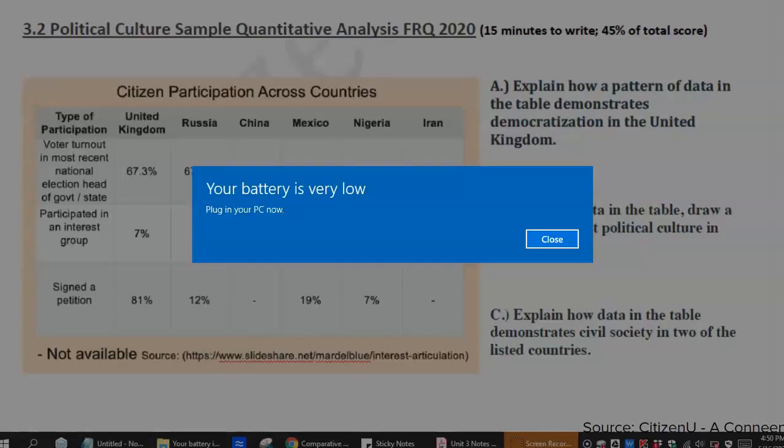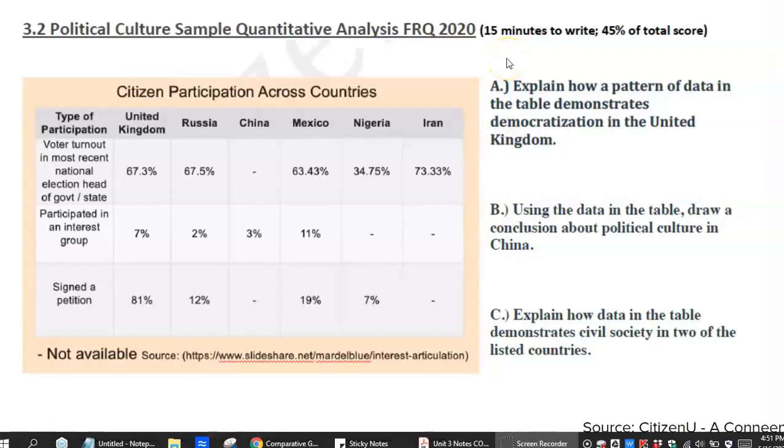High voter turnout doesn't always mean democratization, okay? Define what democratization is, the growth of democracy. Talk about that being in an interest group is a type of civil society and participation in civil society, and that signing a petition is a type of political participation. Draw a conclusion about political culture in China.